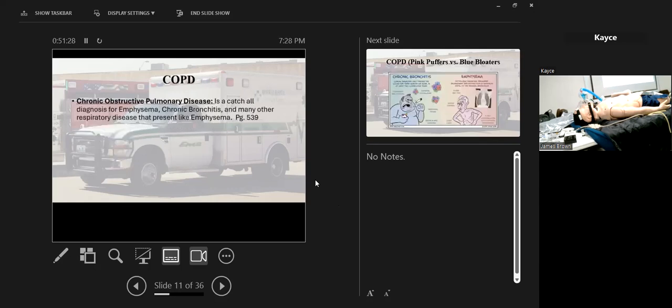All right, so now we're going to get into some of the disease processes. So COPD, chronic obstructive pulmonary disease, is basically a catch-all phrase. This entails emphysema, chronic bronchitis, and basically any other respiratory disease that presents like emphysema. So COPD is a collection of diseases. Think about it, it's a lot like the AIDS back in the 80s.